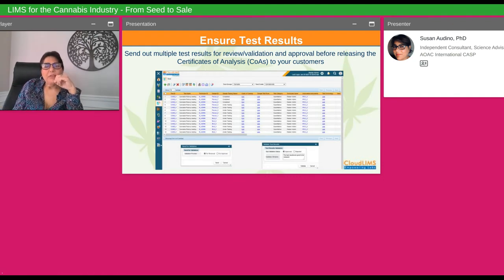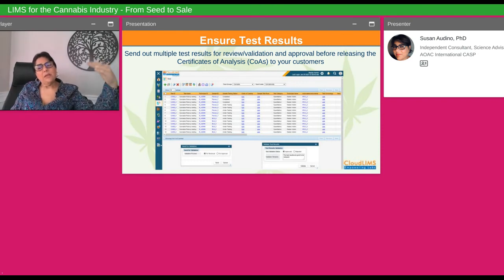Ensuring test results. So we can send out multiple test results for review and verification and validation and approval before the COA is actually released to the customers. So again, this is assimilating all of the data that's been brought into the LIMS, right? When I think about a LIMS, I think of a black box, and I think of tons of inputs, and then the output is the COA.